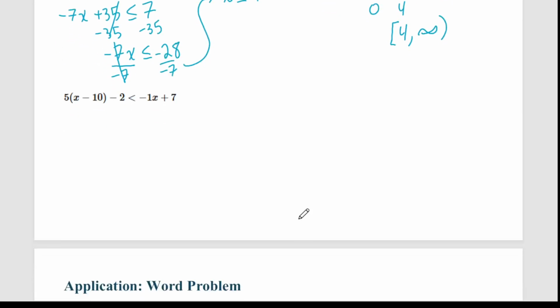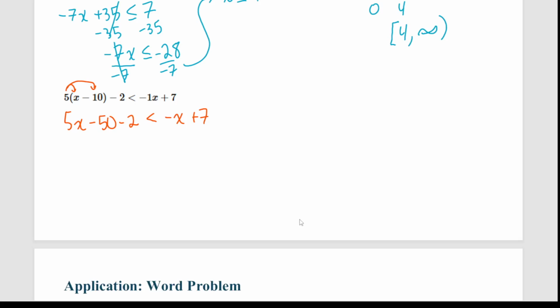This next one involves a little bit more simplification, so we're going to make sure that we simplify both sides of the inequality first. In particular, we're able to distribute, so we end up with 5x minus 50, and then we're going to drop down to minus 2 is less than negative x plus 7. If you notice, I rewrote negative 1x as negative x. It's tomato, tomahto.